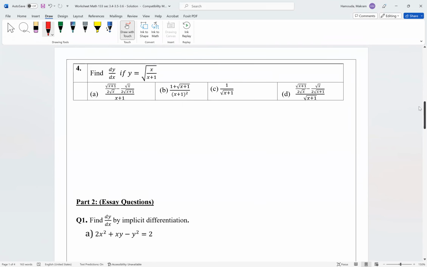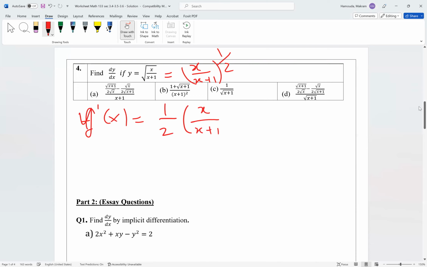So MCQ number 4, the function is x over x plus 1, power half. So again, here it's a power of a function, so we will apply the rule of power. F prime of x, or y prime, will be equal to half times x over x plus 1 power half minus 1, that means minus half, and then times the derivative of x over x plus 1. This needs a little work.